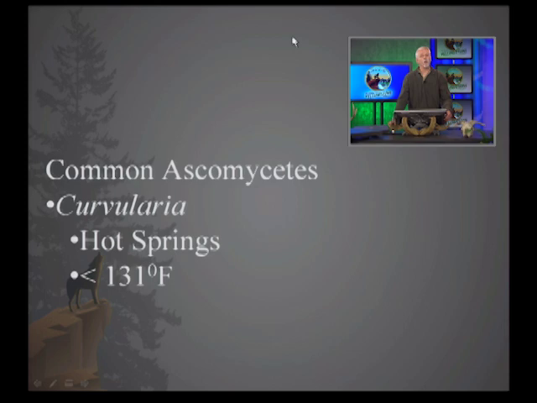So again, mostly soil organisms, although we will see them in lichens, which we'll talk about in a second. We also do see at least one genus, Curvularia, that we find in some of the hot springs, and they prefer a temperature of less than 131 degrees Fahrenheit. So we do find at least one genus of fungi growing in the hot springs.